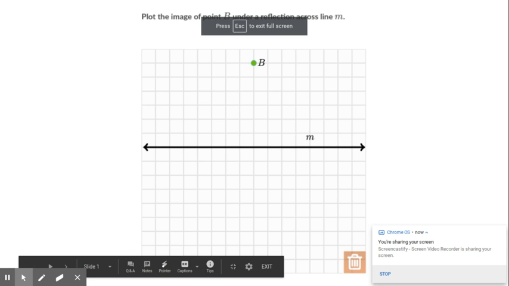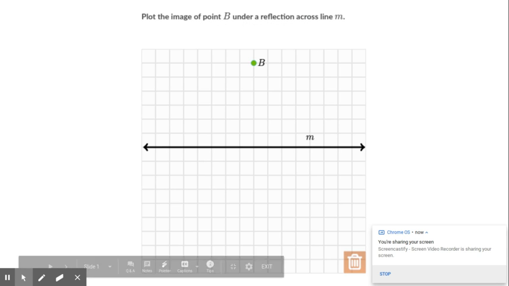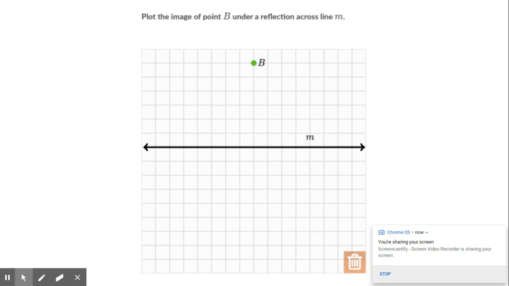Let's work on some reflections. Plot the image of point B under reflection across line M. If you notice, line M is a horizontal line, which means when I reflect this thing, I'm going to have to reflect this thing vertically. So what I need to do is count how far away from line M is point B.